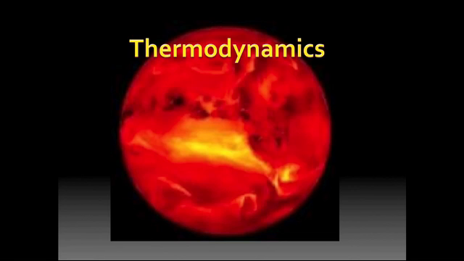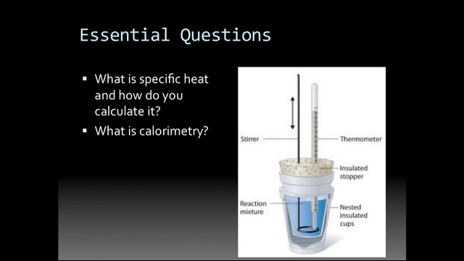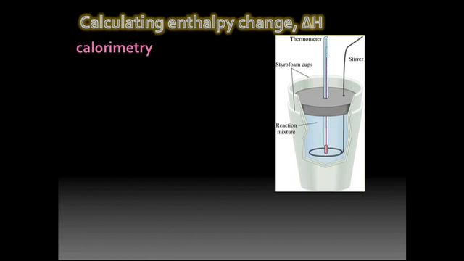This video goes with Unit 12, which is thermodynamics. The essential questions are what is specific heat and how do you calculate it, and what is calorimetry? So first we're going to talk about how to calculate an enthalpy change, which is delta H. We're going to use an idea called calorimetry, which basically traps all the heat in one place.